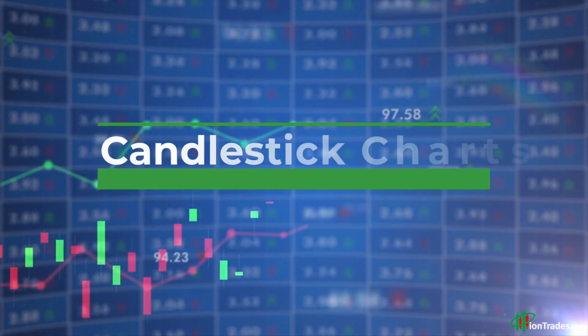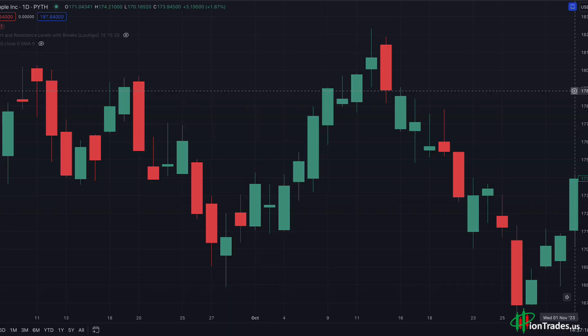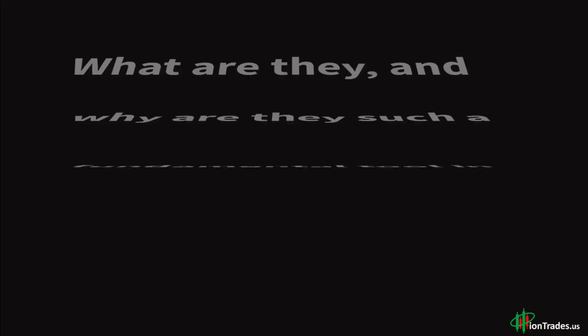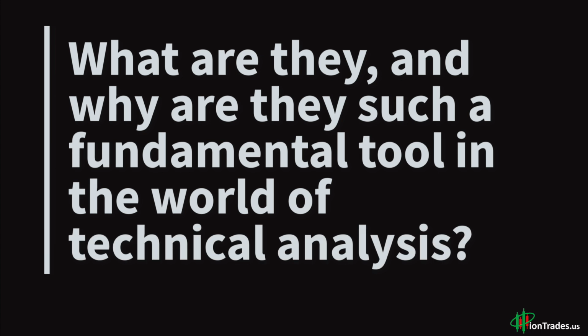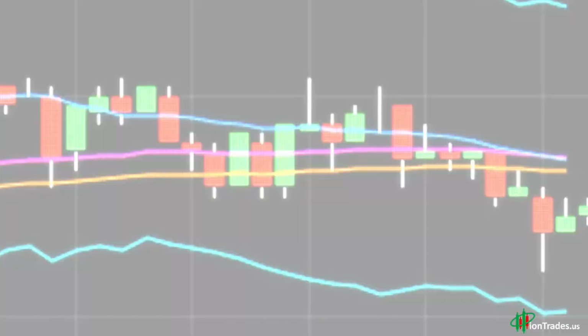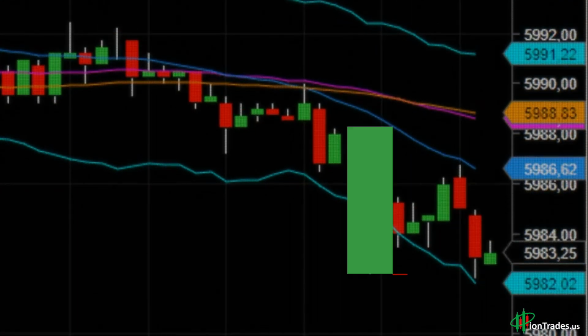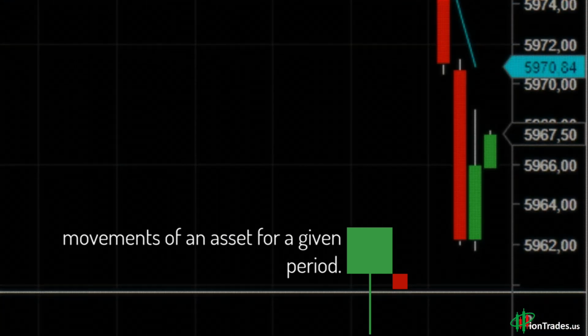Today, we're diving into the fascinating world of candlestick charts. Now, let's talk about candlestick charts. What are they, and why are they such a fundamental tool in the world of technical analysis? At its core, a candlestick is a visual representation of price movements of an asset for a given period.